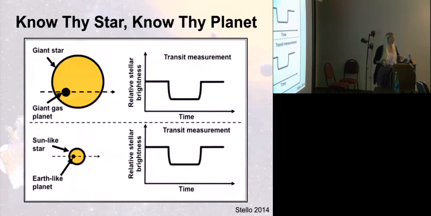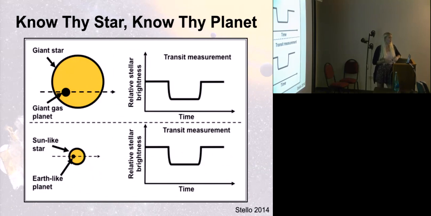So why do we care about this in the context of Kepler? On the left here, we have two very different systems. On the top, we have a gas giant orbiting around a giant planet, and on the bottom, we have an Earth-like planet orbiting around a solar-like star. On the right, we have their measured light curves, which is relative stellar brightness as a function of time. And as you can see, these are identical light curves for two very different systems.